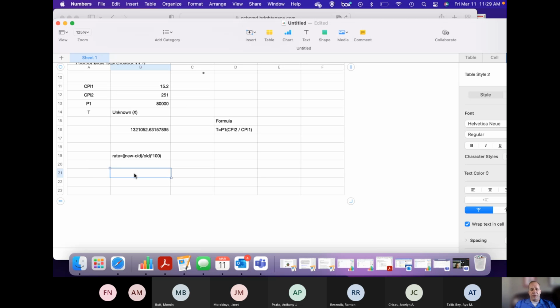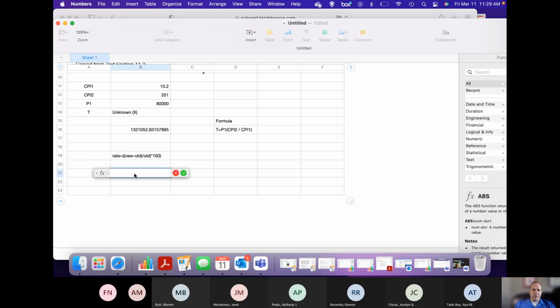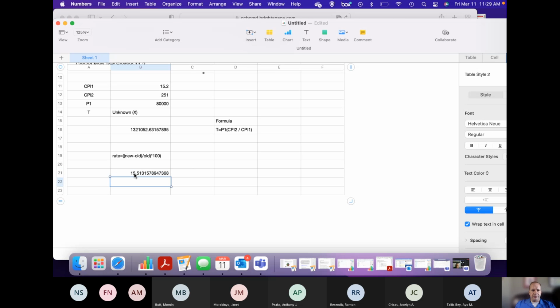I'm not going to move over the decimal. That's how you change it to a percent, is to move over the decimal. So I'm just not going to do that. I'm going to do new minus old over old. So we're talking about 251 minus 15.2 divided by 15.2. And what that's going to be is the decimal form of the rate of change of prices over that time period, and that prices have gone up. That's 15.51. So that's 1,551% because I could move that decimal over.